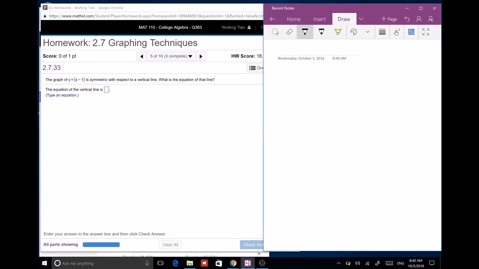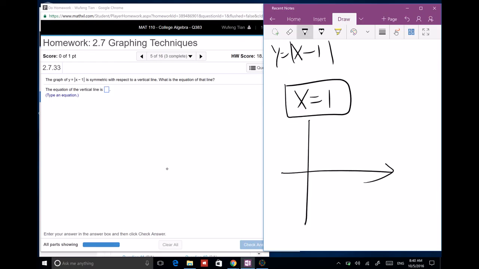Next question. The graph of y equals |x minus 1| is symmetric with respect to a vertical line. What is the equation of that line? So y equals |x minus 1| is symmetric with x equals 1. Because previously the function is like this, symmetric with the y-axis, right? Now it's x minus 1. X minus 1 means you shift the whole graph to the right by 1 unit, because x minus 1 equals 0 gives x equals 1. So this is y equals |x minus 1|. Now the line of symmetry is x equals 1.